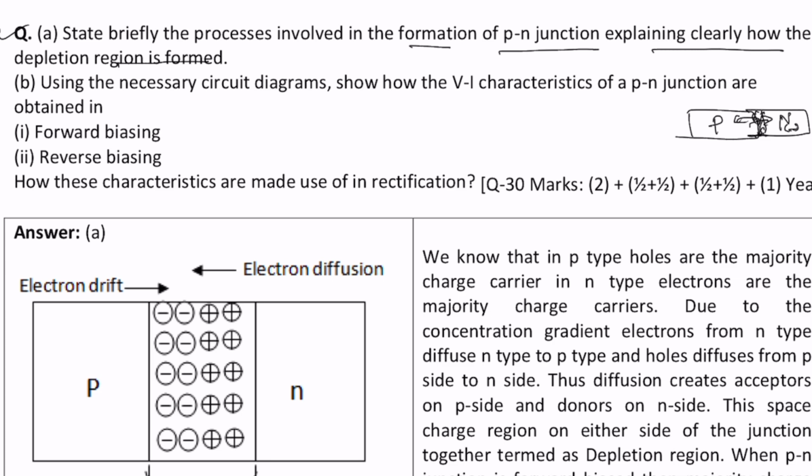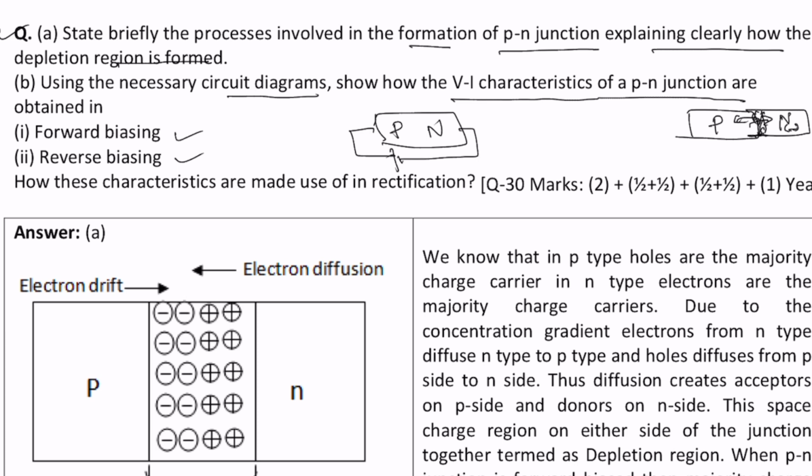Second, using the necessary circuit diagram, show that the voltage versus current characteristics of a p-n junction diode are obtained in forward biasing and reverse biasing. Forward biasing means, suppose this is p type, this is n type. When p is connected with the positive terminal of the battery and n is connected with the negative terminal of the battery, it is called forward biasing. And when p is connected with the negative terminal of the battery and n type is connected with the positive terminal of the battery, it is called reverse biasing, correct?